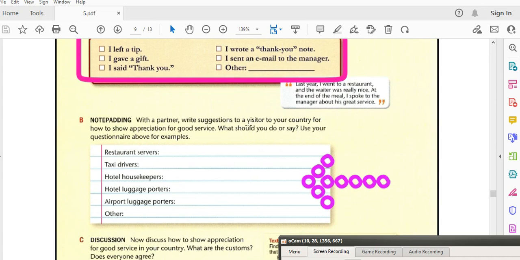Write a suggestion to a visitor to your country. Imagine there is a visitor who comes to Iran, for how to show appreciation. For example, when you have good restaurant service, what would you do? Taxi drivers, do you leave a tip? Hotel keepers, hotel luggage porters, airport luggage porters, anything else, write it here. Based on the information in Iran, you are going to give someone information about how to leave tips.